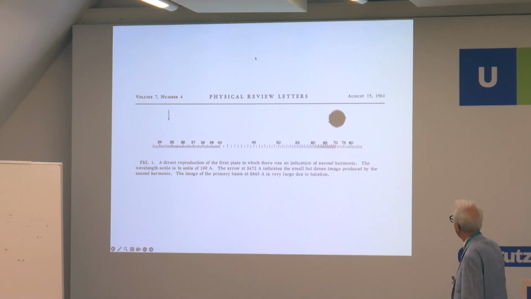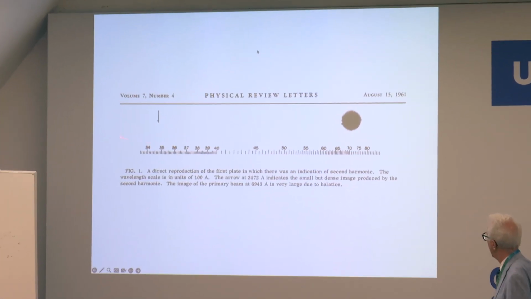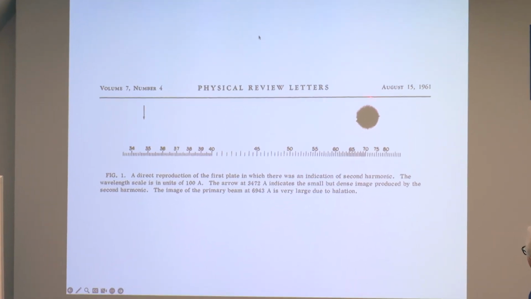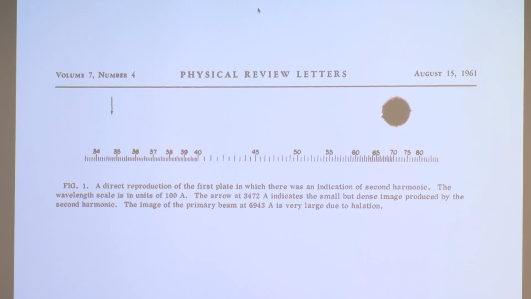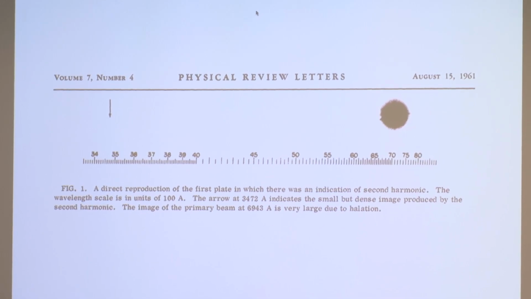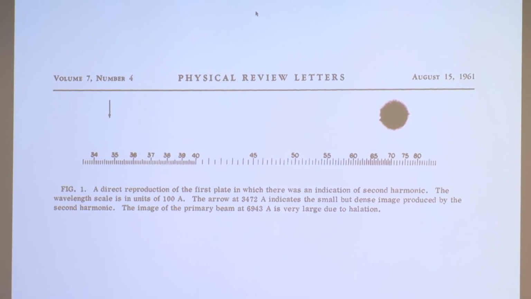So this is basically a kind of wavelength scale here. Here's the light at omega, and it's a big blotch and so on. And here the arrow is pointing to the light at 2 omega. Now, the problem is you don't see anything there. Of course, the light at 2 omega is much less intense than the light at omega.